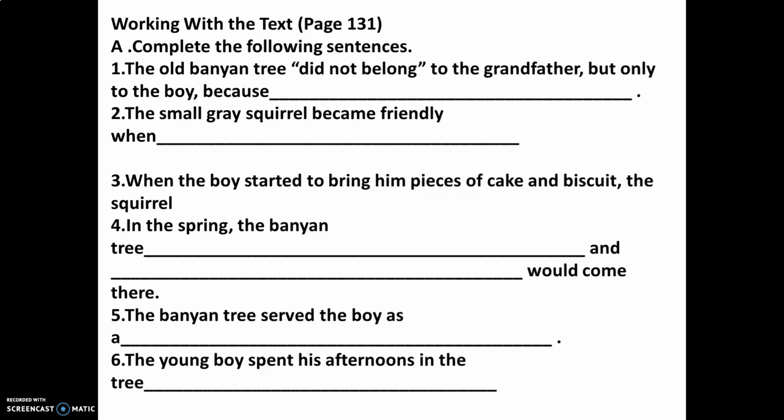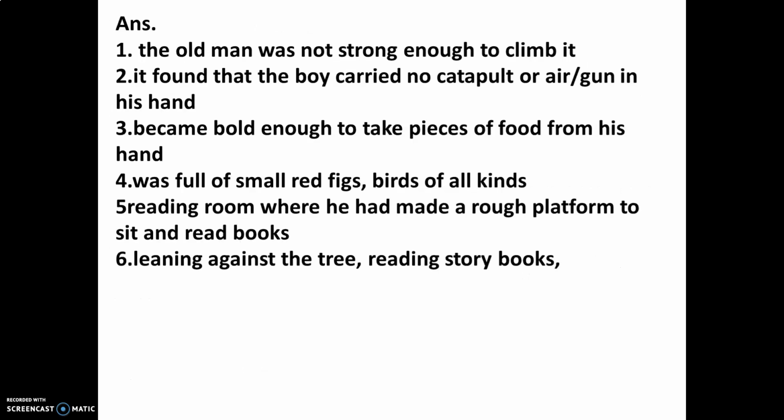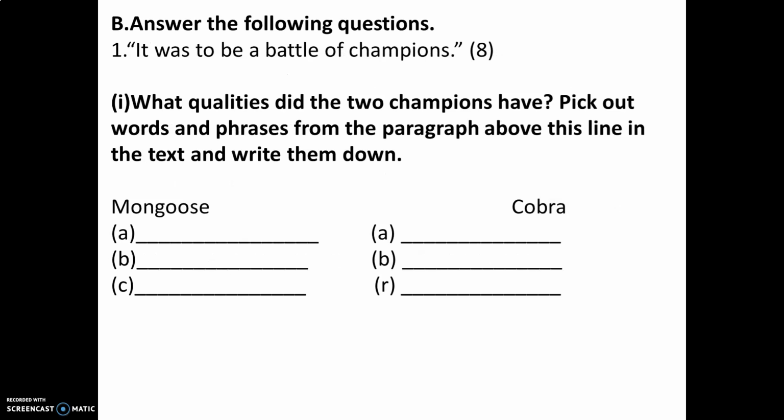Sixth question. The young boy spent his afternoons in the tree, leaning against the tree, reading storybooks. Now B, answer the following. First question. It was to be a battle of championship. What qualities did the two champions have? Pick out words and phrases from the paragraph above this line in the text and write them down.